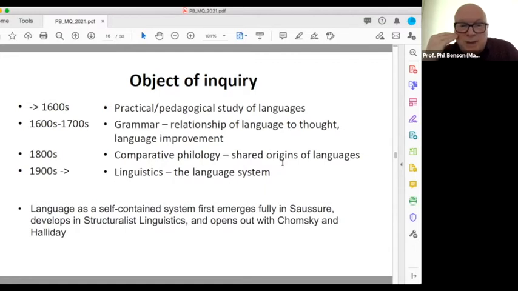So the idea of language as a self-contained system first emerges fully in Saussure, and it develops in structuralist linguistics, and it opens out to a certain extent into networks and open systems with Chomsky and Halliday and others. So one of the historical questions really is how did we get to that point? How did linguistics arrive at this point where it became linguistics, and linguistics became the study of the language system?